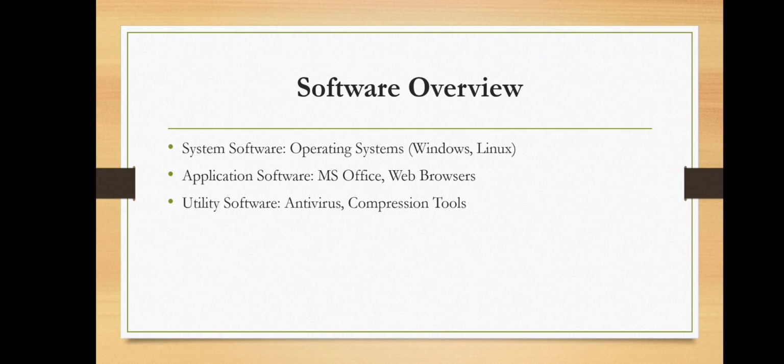In this video we'll learn about softwares. In softwares we have system software, that is operating systems, Windows or Linux; the application software, which we know as MS Office, web browser, etc.; and the utility software, that is antivirus, compression tools. These are some overviews.